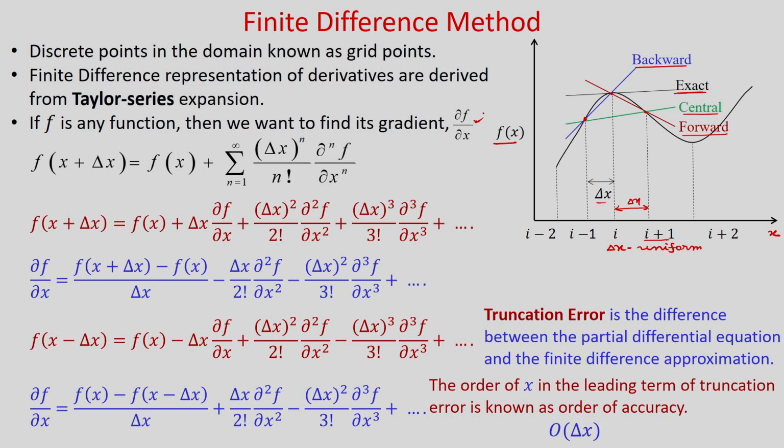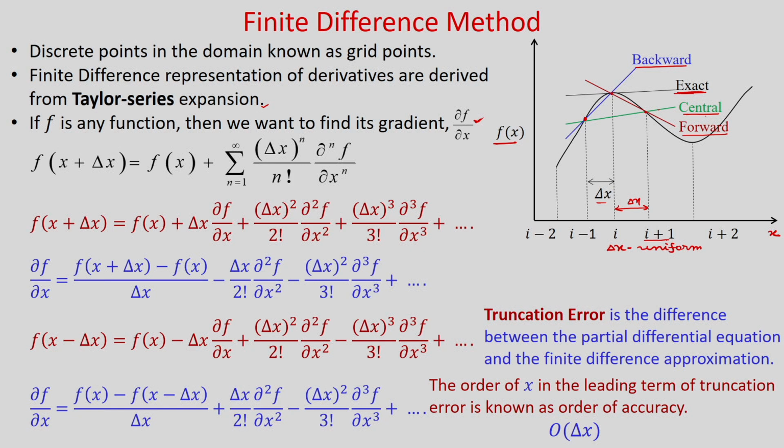Finite difference representations of derivatives are derived from Taylor series expansion. From this graph you can see that the central approximation is closer to the exact, because in backward and forward it is more deviated, but central is almost parallel to the exact. That means it gives a determination of del f by del x close to the exact solution.